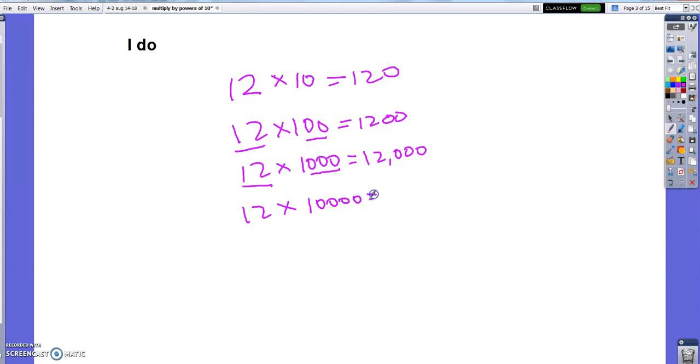And so on. 12 times 10,000. I just count my zeros. It's the fastest way to do it. 12 times 10,000 has 4 zeros, so I write 12 and 4 zeros. 1, 2, 3, 4. And I can use that to do some predicting.